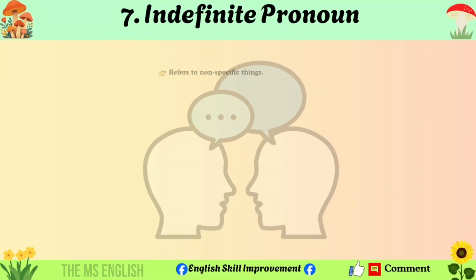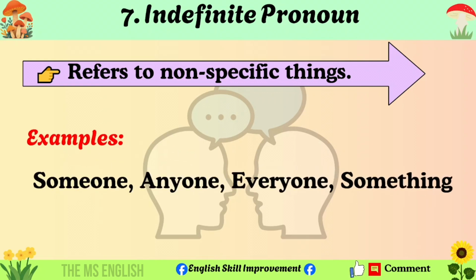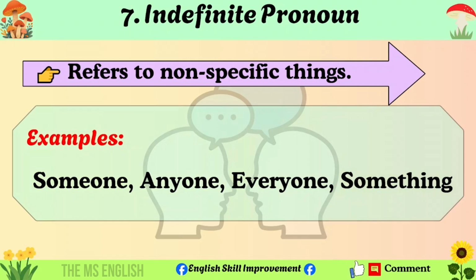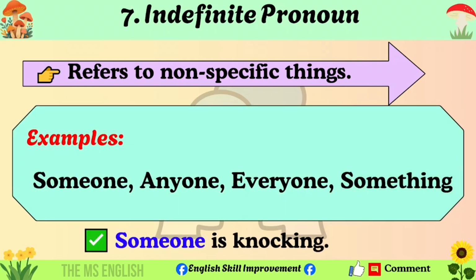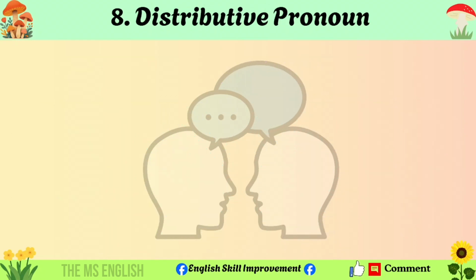Indefinite pronoun. Indefinite pronoun refers to non-specific things. Examples: someone, anyone, everyone, something. Someone is knocking. In this sentence, someone is indefinite pronoun.